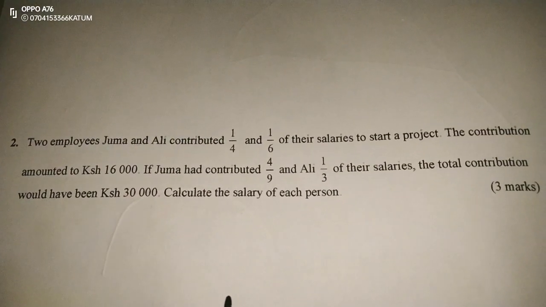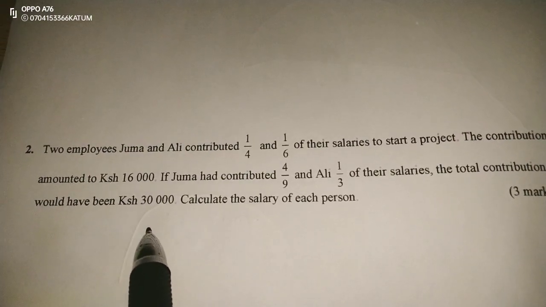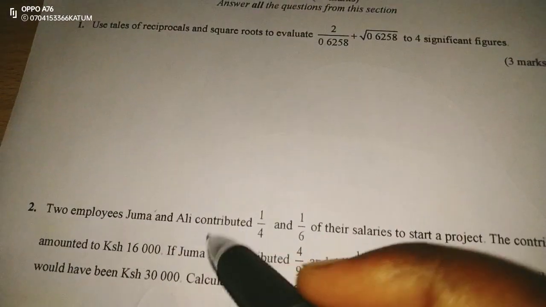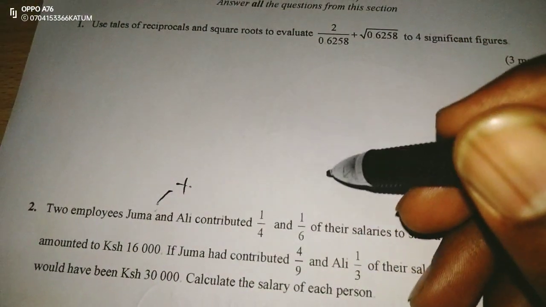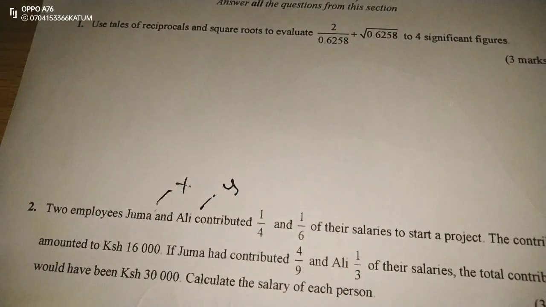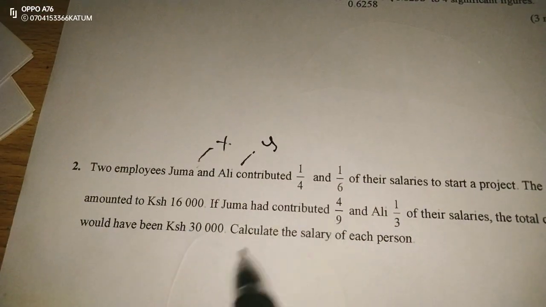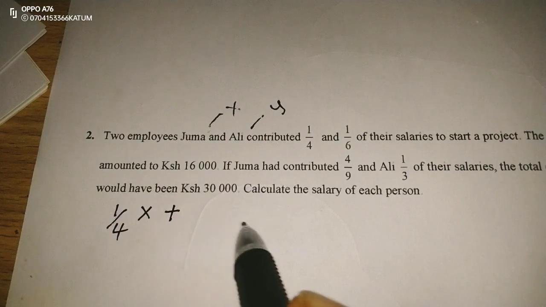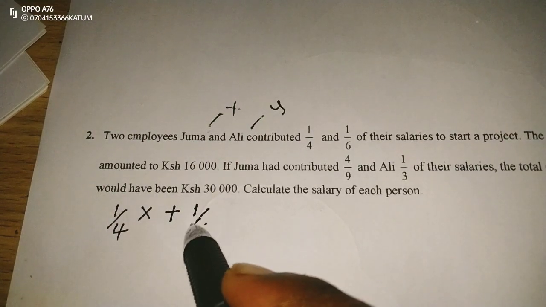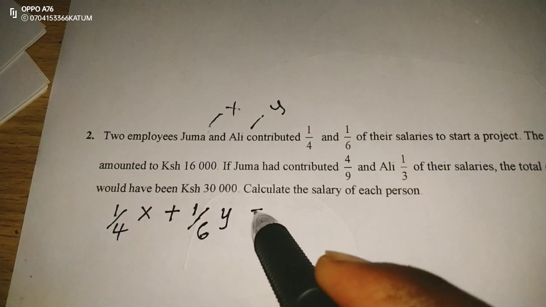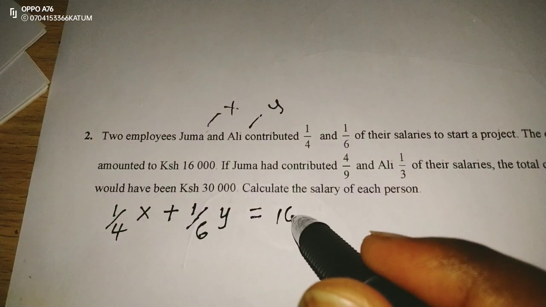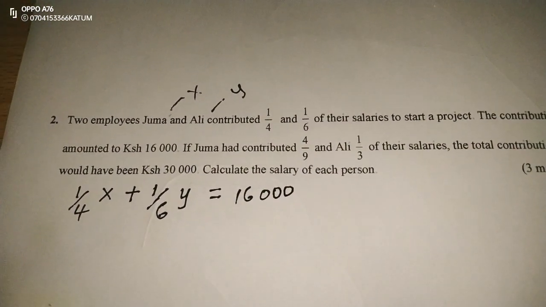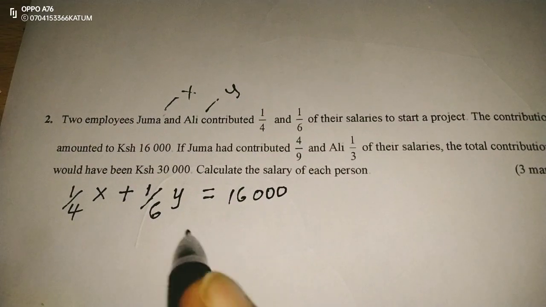So what we're going to do in this case is to let Juma's salary, which is unknown, be X. Then Ali's be Y. Such that if Juma is giving a quarter, then this is a quarter of X. And Ali is giving a sixth, so this is a sixth of Y. And this totals to 16,000 Kenya shillings.